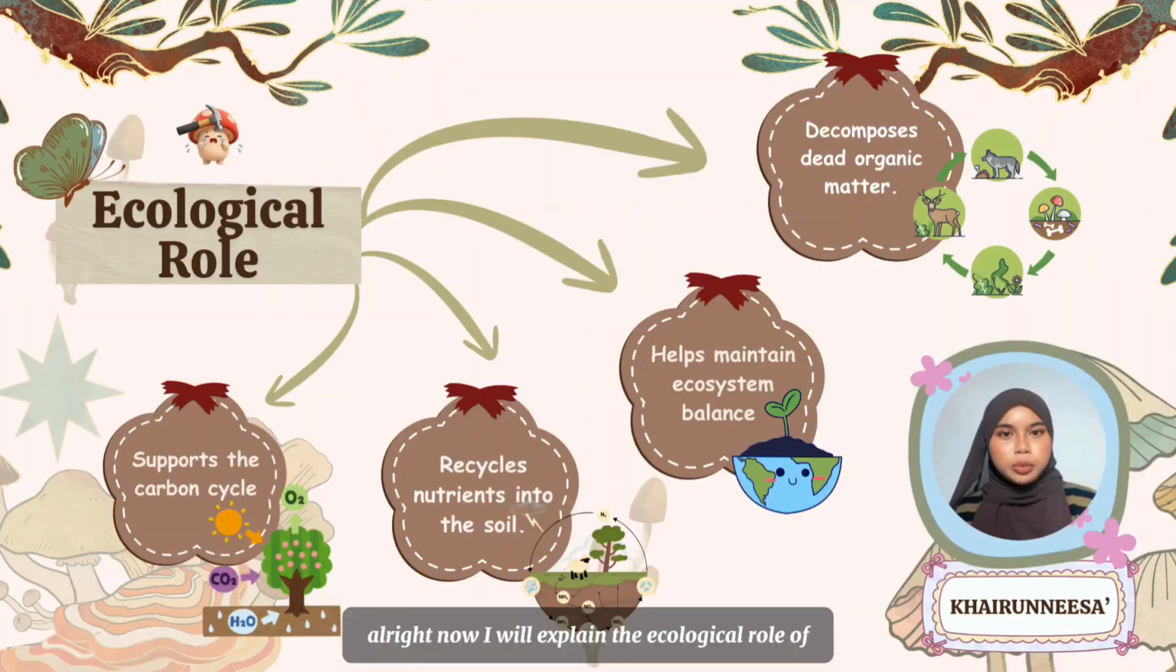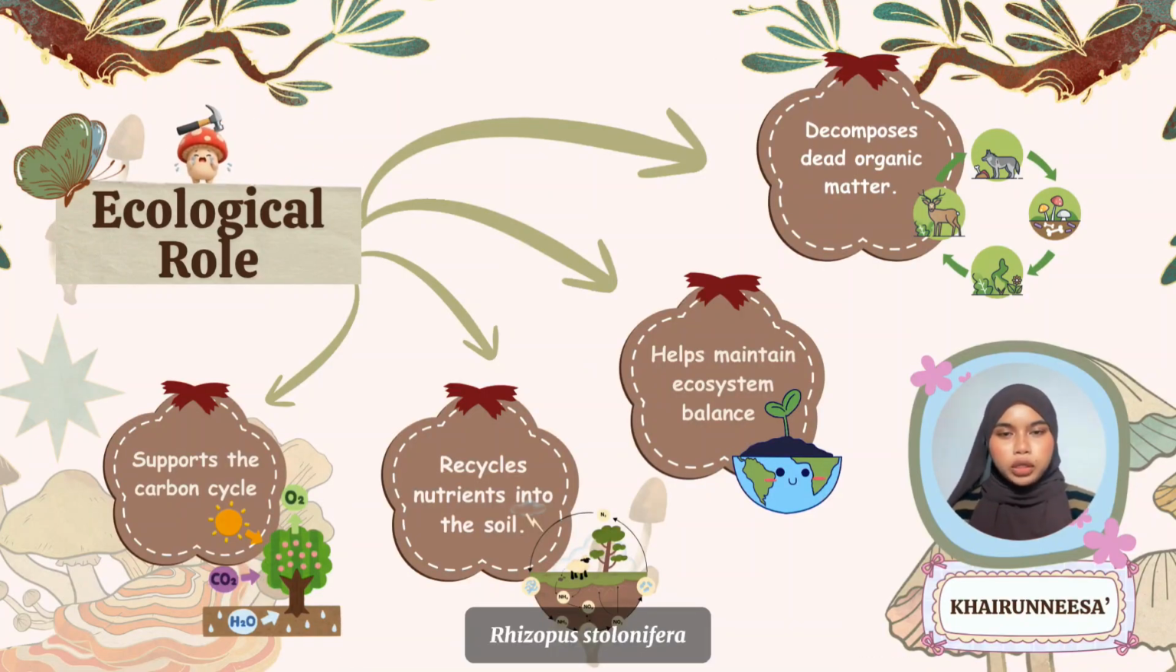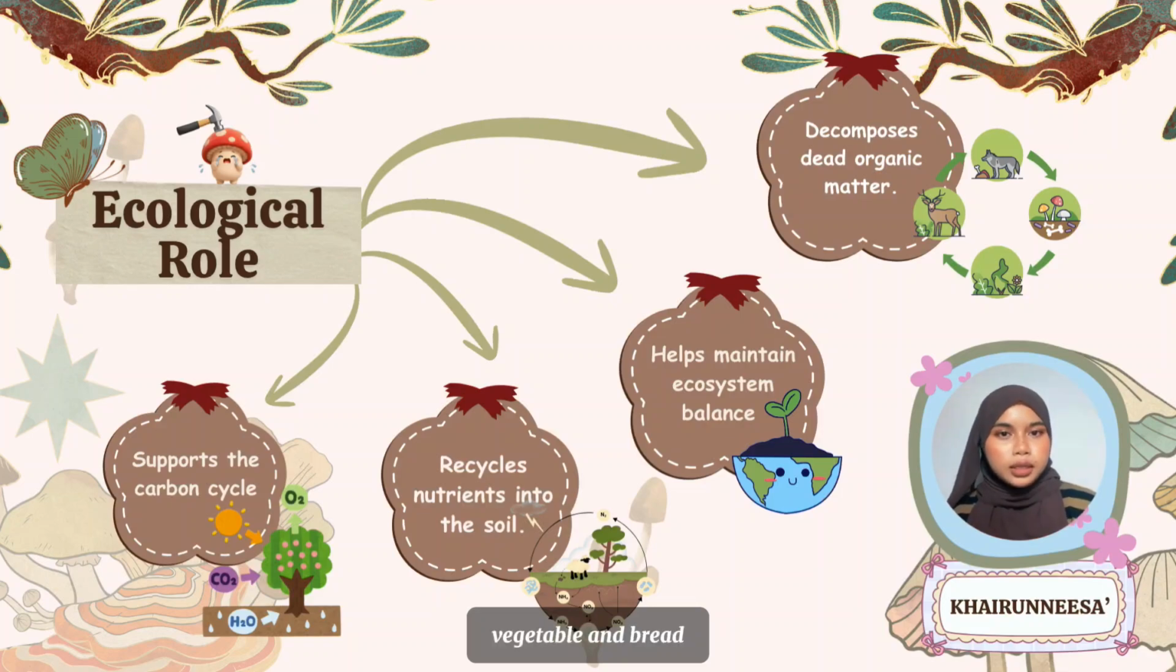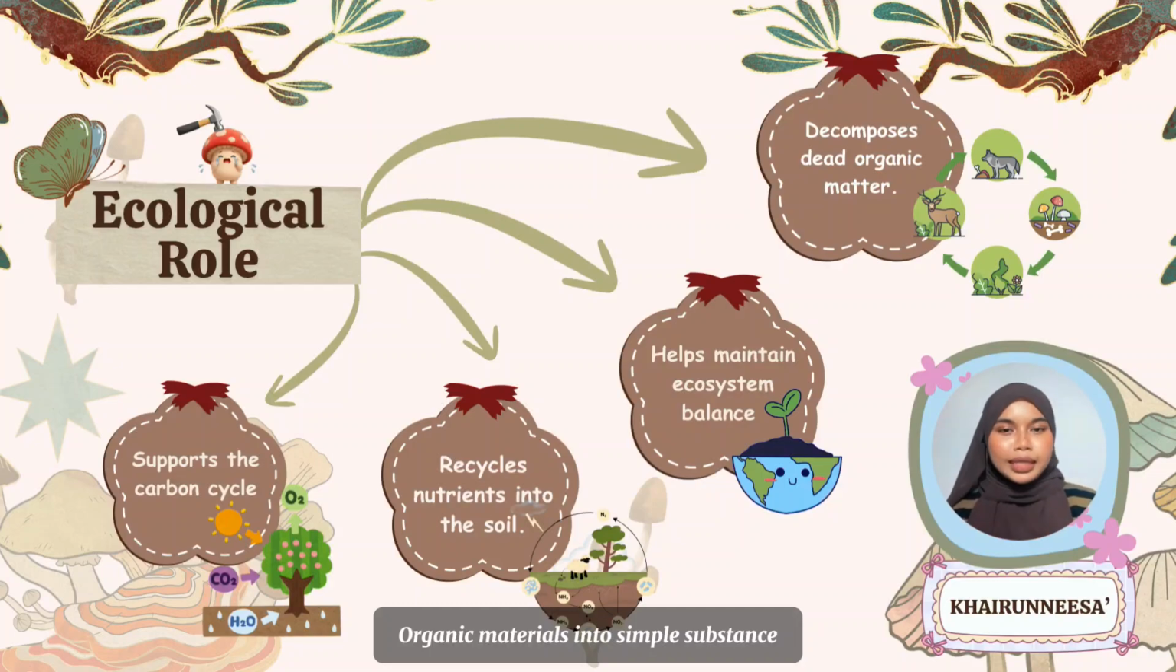Alright, now I will explain the ecological role of Rhizopus stolonifer. One of its most important roles is that it is a decomposer. It breaks down organic matter, such as fallen fruits, vegetables, and bread. During this process, it releases enzymes that digest complex organic materials into simpler substances. Another important role is recycling nutrients into the soil.